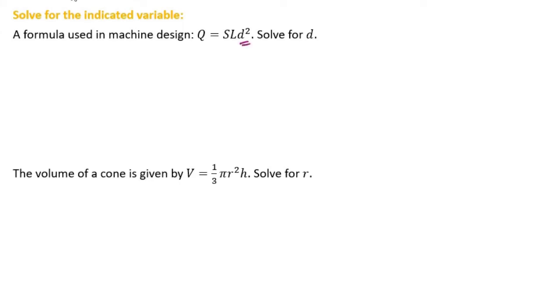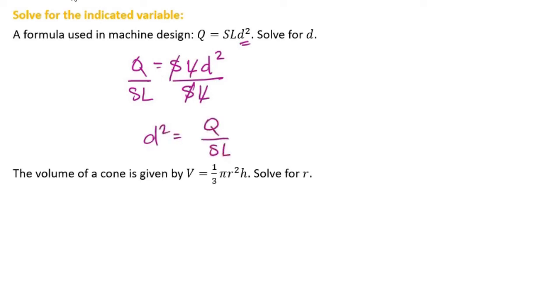D is sitting right there, so it's actually fairly straightforward at the beginning because I can isolate d, or at least d squared, fairly easily simply by dividing both sides by s and by l. That's its only problem. It's being multiplied by s and l, so we divide by s and l. So now I have d squared is equal to q divided by SL. But I don't want to know what d squared is equal to. I want to isolate d.